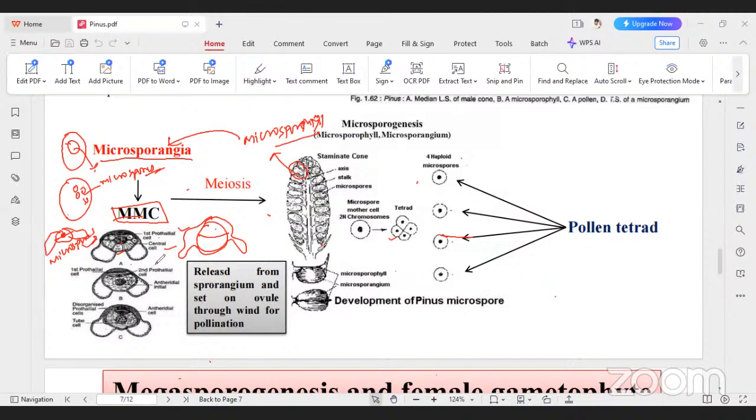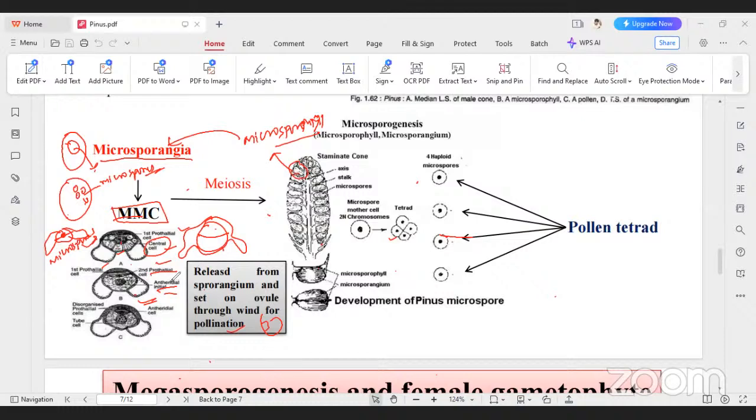Next, it divides again, forming the first prothalial cell and the antheridial initial. A three-celled stage. The central cell divides mitotically again, forming the second prothalial cell and the antheridial initial. The pollen is released from the sporangium, set to reach the ovule through the wind, at the three-celled or sometimes four-celled stage. Now this is the gametophyte.